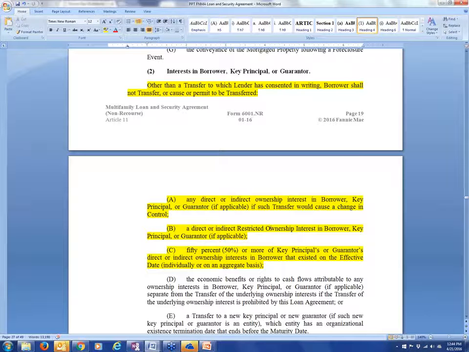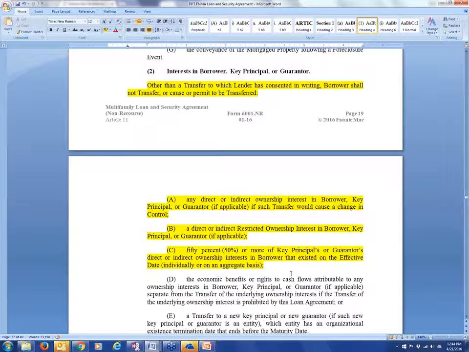A direct or indirect restricted ownership interest in the borrower, or key principal, or a guarantor of 50% or more of key principals or guarantors' direct or indirect ownership interest in the borrower that existed on the effective date. All right. So it also goes on to say about the 20% rule. For anybody with more than 20%, you have to notify them. So in other words, you can't transfer the property but not really transfer the property.